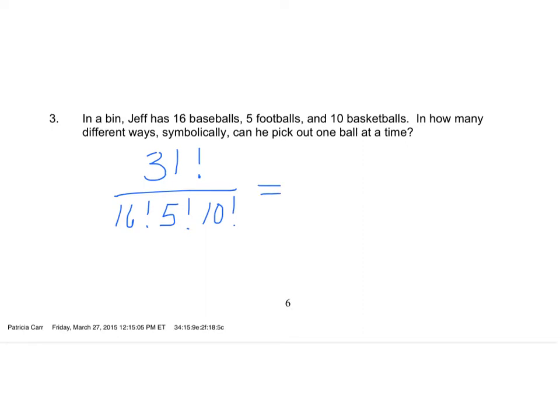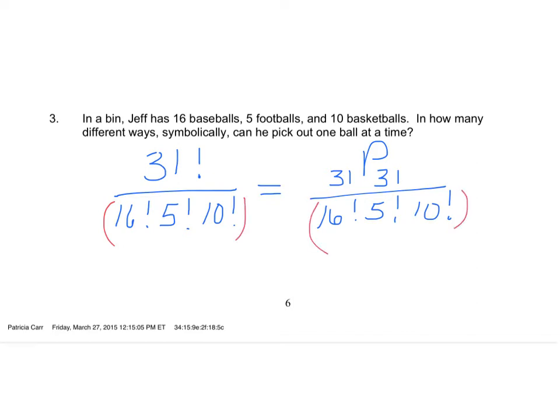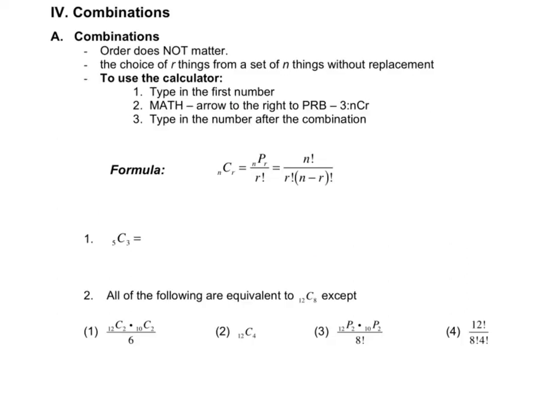Another way this could have been written was permutation of 31 things taken 31 at a time over 16 factorial, 5 factorial, 10 factorial. So if this was a multiple choice question, either of those could be a choice, which would be the correct choice. Remember, if you were going to put this in the calculator, you'd have to encase your whole denominator in a set of parentheses. But that's all we have to do with this question because, again, they said symbolically. All right, let's go on and see what we have to do.